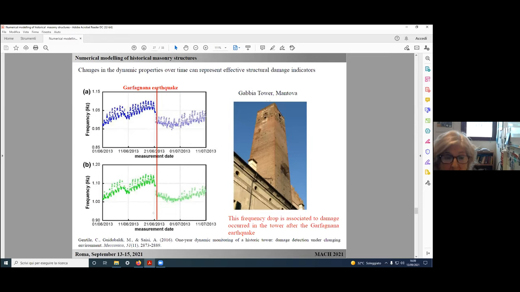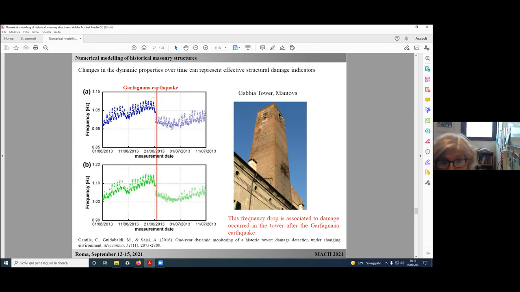Another remark is that changes in the dynamic properties over time can represent effective structural damage indicators. So this slide reports the results of a monitoring campaign on the Gabbia Tower in Mantova conducted by the Politecnico di Milano. And during the monitoring campaign, the tower was subjected to the Garfagnana earthquake in June 2013. Here on the left, you can see the daily fluctuations of the frequencies due to thermal variation.